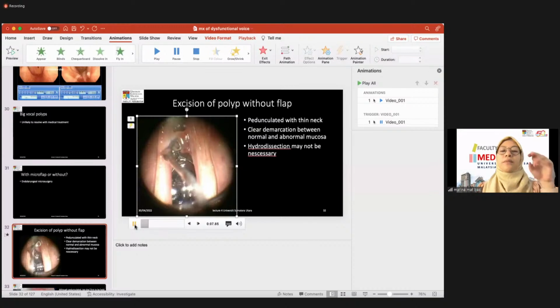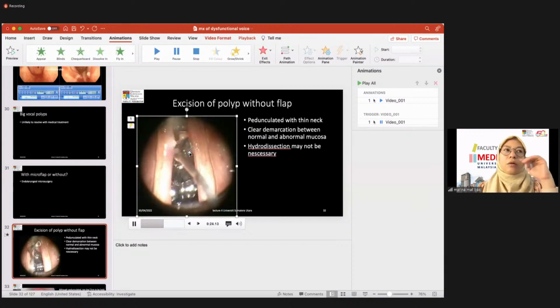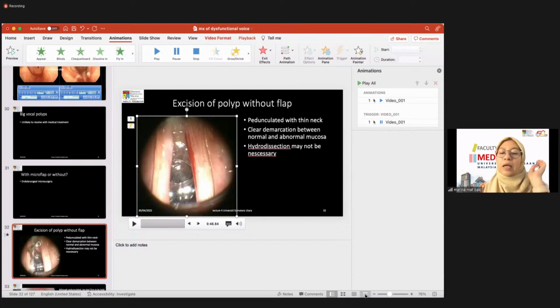Yes, Prof. Okay, so you can see that it is pedunculated with a thin neck. So in this kind of case, hydrodissection is not necessary because the hydrodissection may hide or may cause confusion which is normal and which is abnormal. So when you have this kind of case, you just cut using scissors. You don't have to do microflap. You need to remove this all together with all the abnormal mucosa. And you can see that there is minimal raw area, and you even can put it back together. So this is a simple case of a small tiny polyp with a pedunculated thin neck.